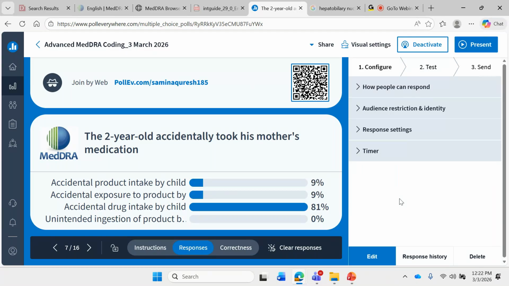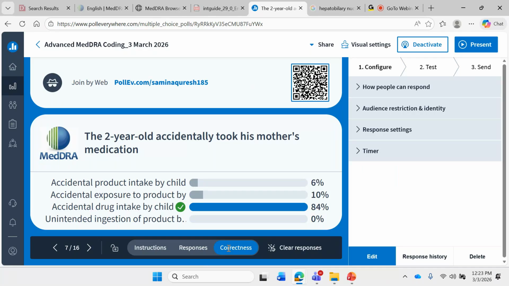Okay, I am happy to see that at one point 90% of the people chose the correct answer, which is accidental drug intake by child. The reason that's correct is because, first of all, it's accidental. We know it's a child. That's why the accidental exposure to product is wrong. It doesn't have child in there.